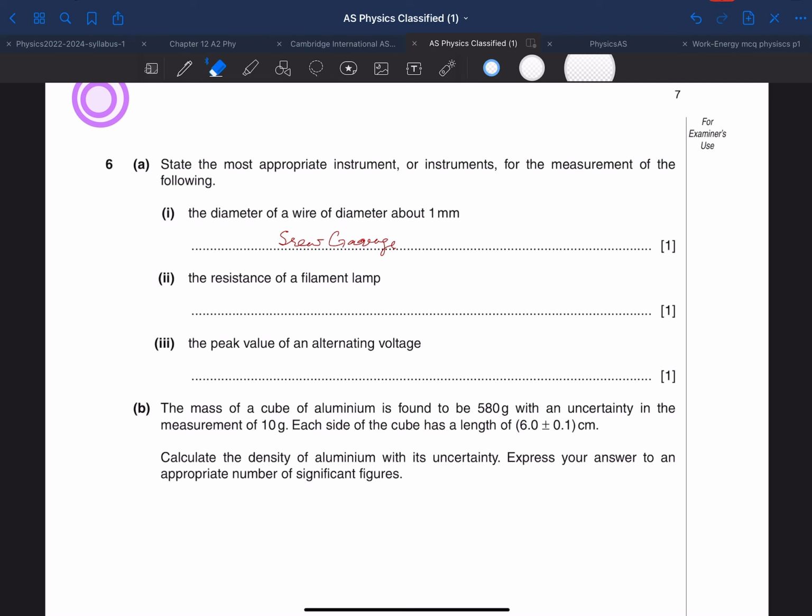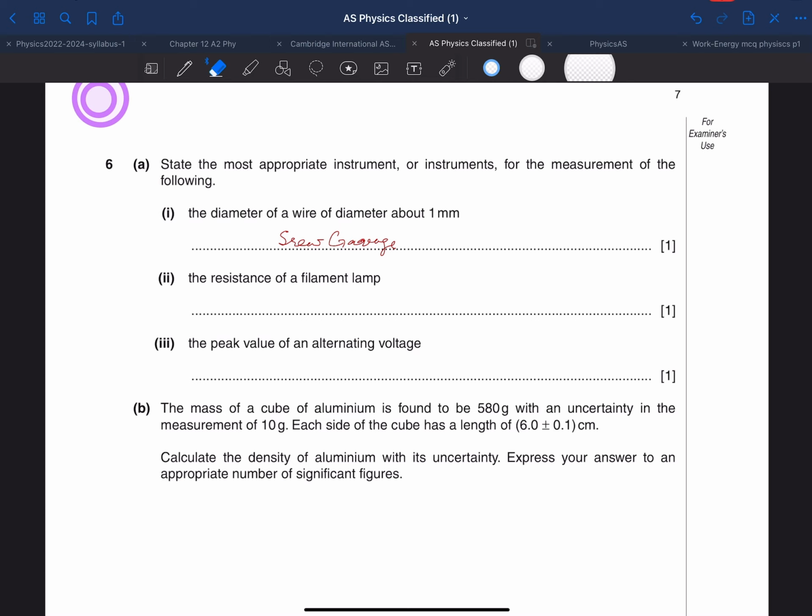State the most appropriate instrument or instruments for the measurement of the following. Number one, the diameter of a wire of diameter about 1 millimeter. So you know that a screw gauge is the instrument which has least count 0.001 millimeter. So I think that the screw gauge will be the simple answer.